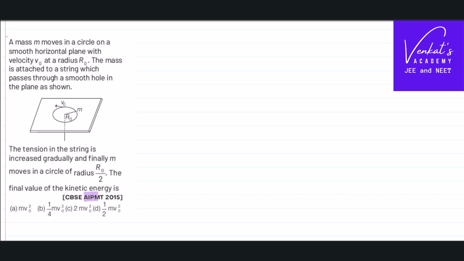This is an AIPMT 2015 question about circular motion. The problem is like this. A mass m revolves in a circle on a smooth horizontal plane with a velocity v0 and a radius r0. This mass is attached to a string which passes through a smooth hole like this. The tension in the string is increased gradually, so finally it moves in a smaller circle.